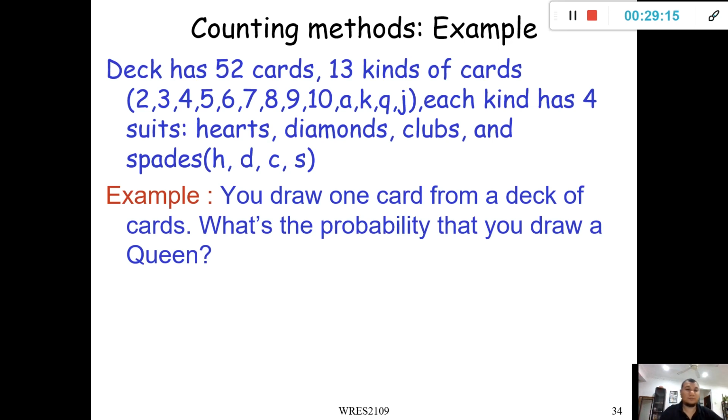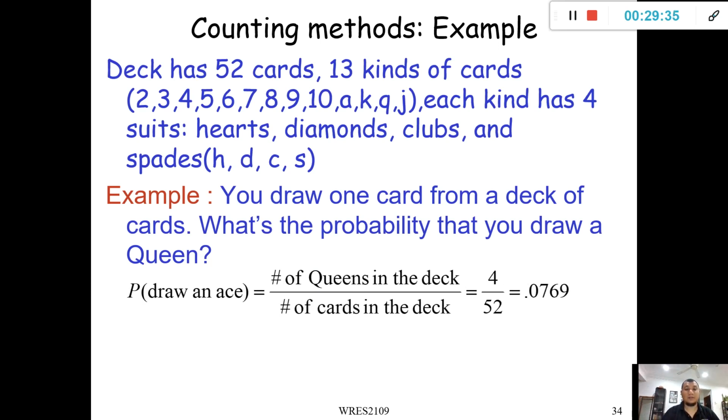So, counting methods. Example: a deck has 52 cards, with 13 kinds of cards. Each kind has 4 suits: hearts, diamonds, clubs, and spades. You draw one card from the deck. What is the probability that you draw a queen? How many queens do you have? 4. So 4 over 52, which is 0.0769.